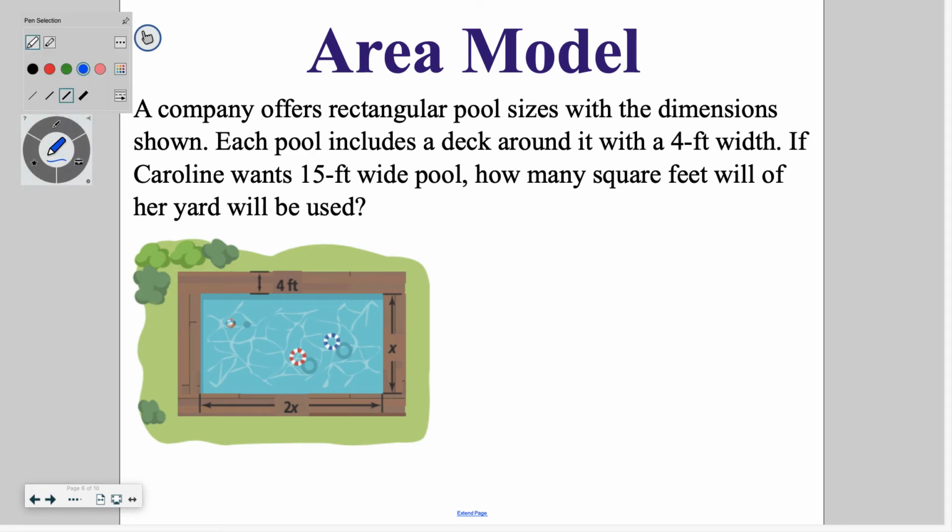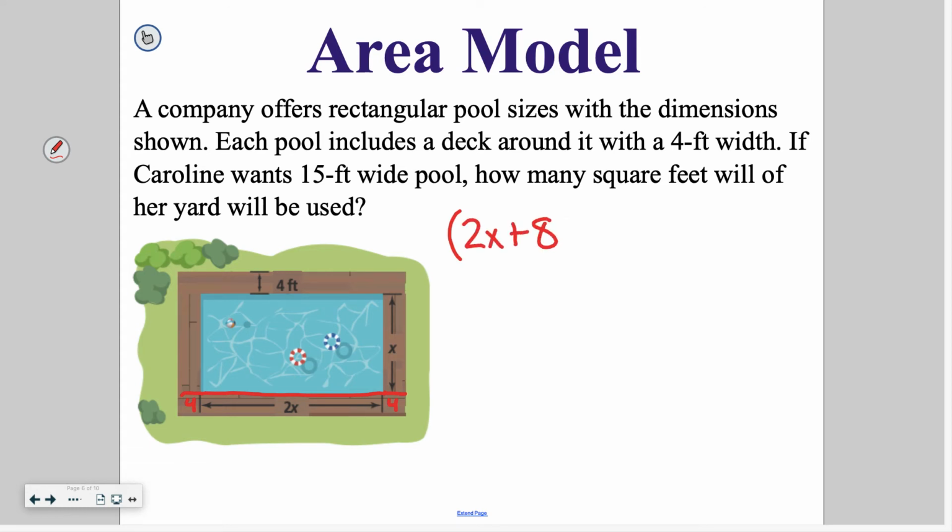So the first thing I'm going to look at here is my length. This part of the pool itself is 2x, but then we have these bonus pieces, which is the deck part, and each of those are going to be 4 feet. So this length part is going to be 4 plus 2x plus 4, which is going to give me 2x plus 8 for my length. And then width-wise, we have that x value, and again, we have the 4-foot pieces on either side, so we're going to end up with x plus 8 as our width.